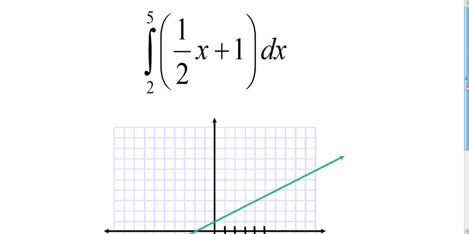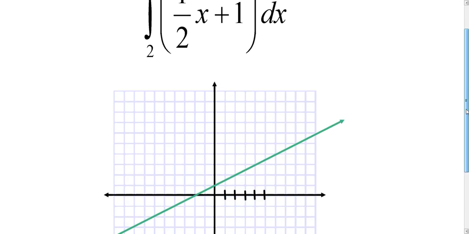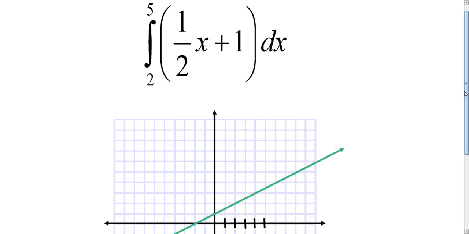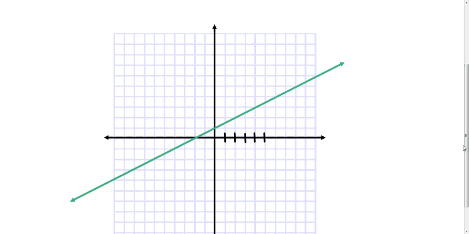Here's another one, just so that you can see what happens here. This is the function 1/2 x plus 1. So I graphed it. Hopefully I graphed it accurately this time, which I did. It's the function 1/2 x plus 1, and I'm finding the area under the curve from 2 until 5. So I'm finding this area underneath here. And again, it's a trapezoid.